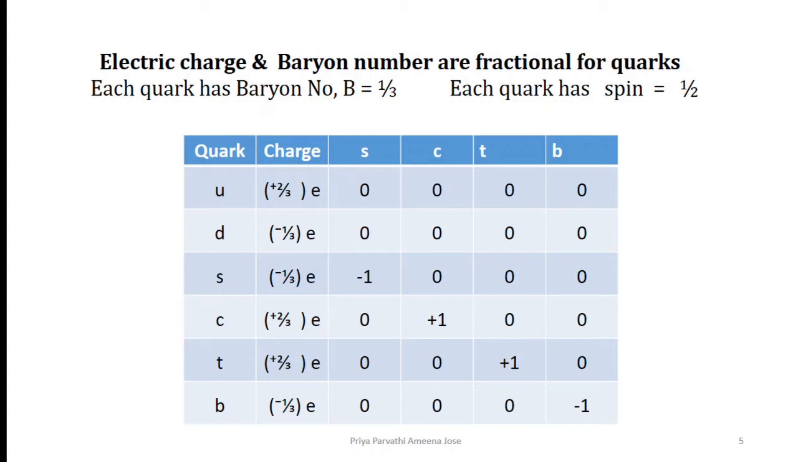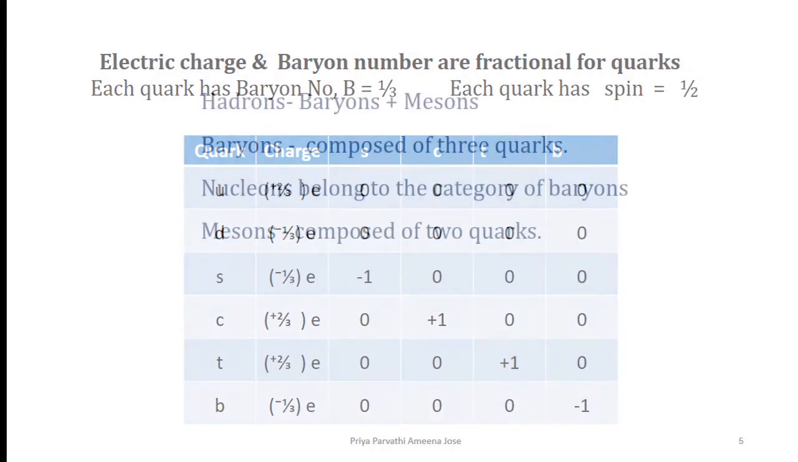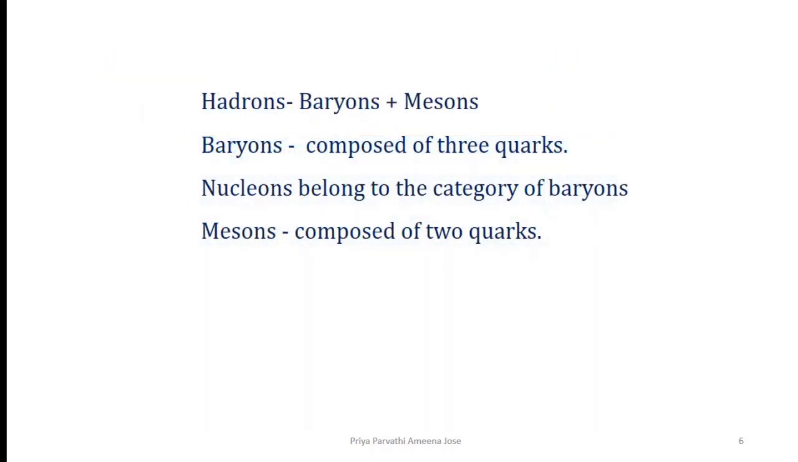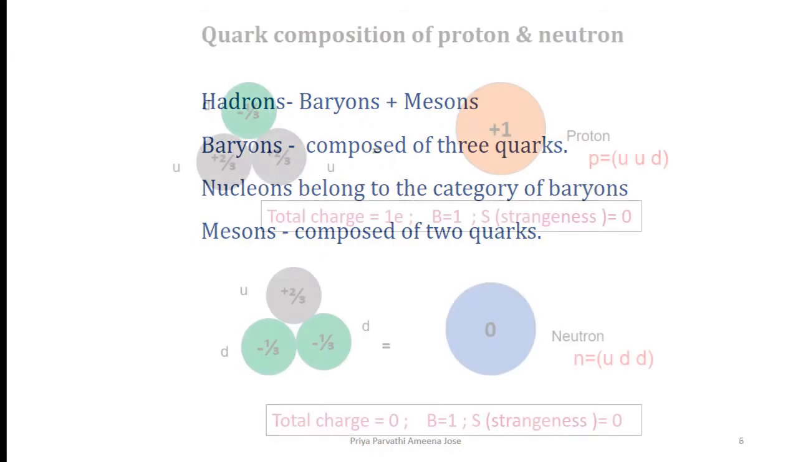Strangeness number is represented by S and strange quark has the strangeness number of minus 1. All others have 0 strangeness number. Charmness is represented by C and its value for charm quark is plus 1 and so on. Coming back to hadrons. Hadrons are again divided into baryons and mesons. Baryons are composed of 3 quarks while mesons are composed of 2 quarks. Nucleons belong to the group of baryons.